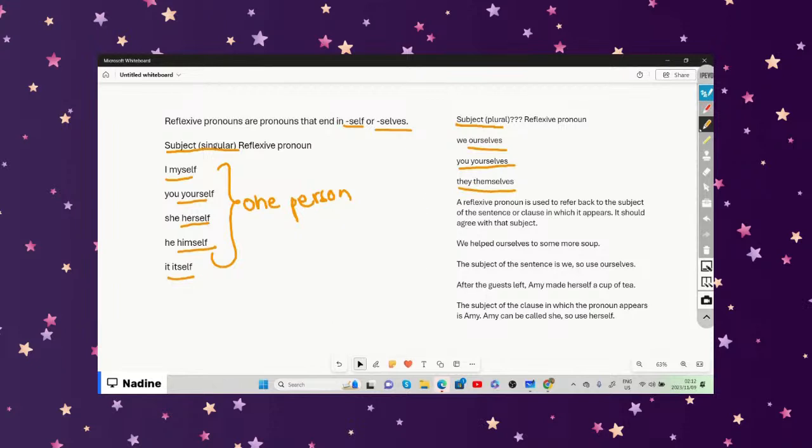And also a reflexive pronoun is used to refer back to the subject of the sentence. And remember, a subject is who is saying or doing something. So who is doing something, either in a sentence or a clause. So a reflexive pronoun is used to refer back to the subject of the sentence or clause in which it appears, and it should agree with that subject.